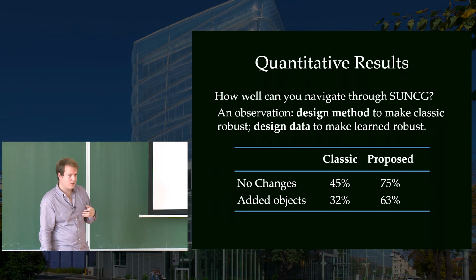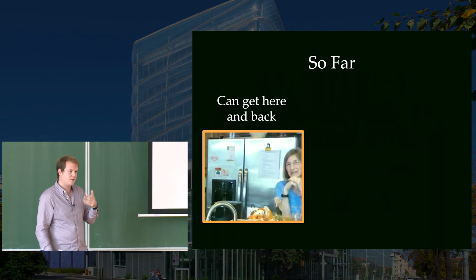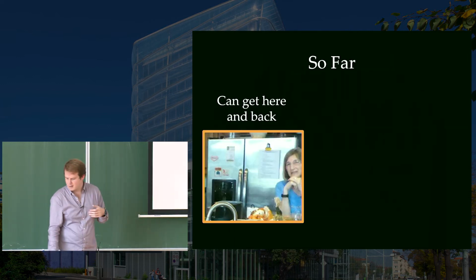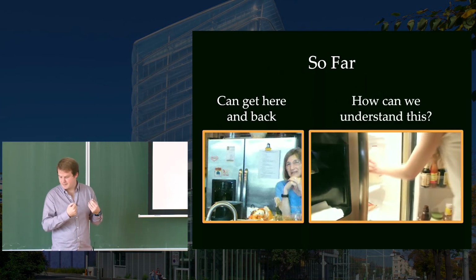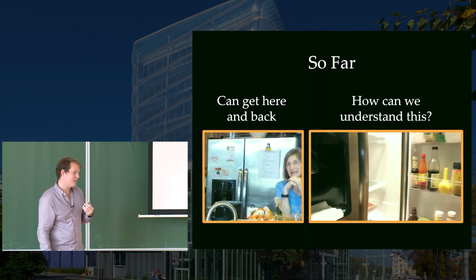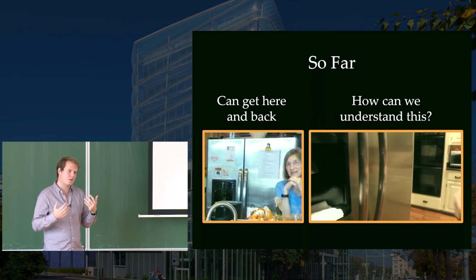OK, so that was basically about our navigation efforts. This gives us a way to go to the refrigerator and back. But I promised you that we'd be able to understand things like this. So basically, how do people interact with objects, and how can you interact with the world?